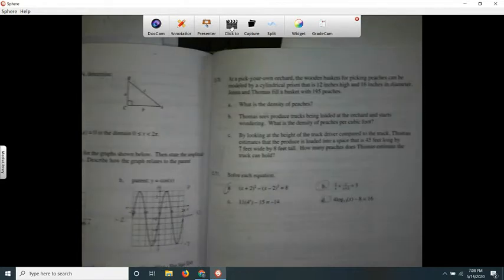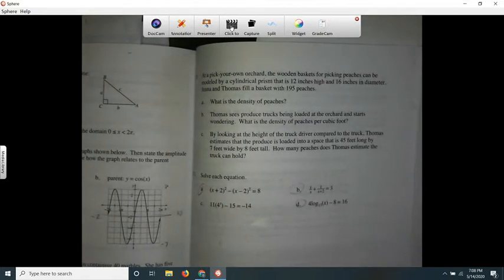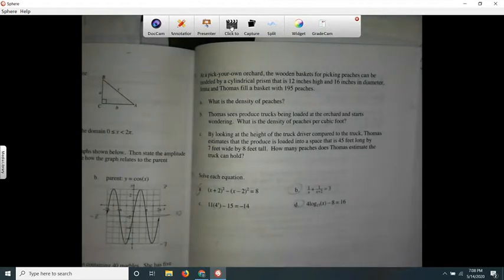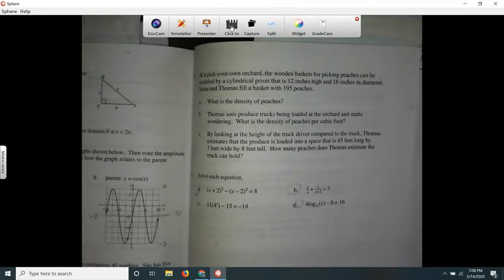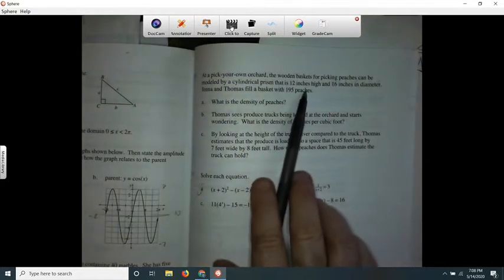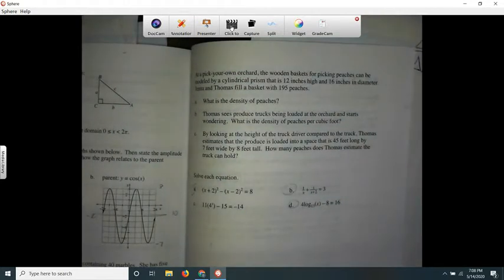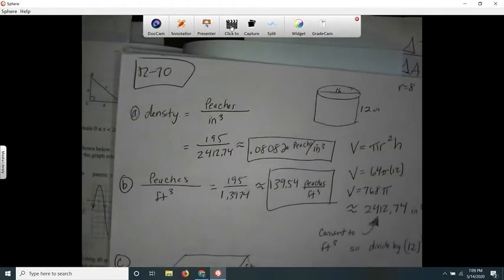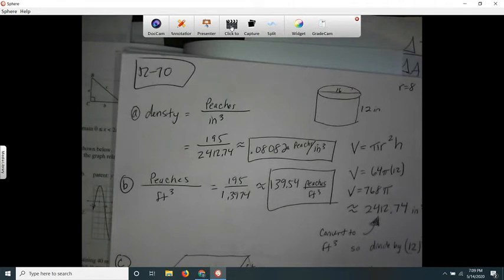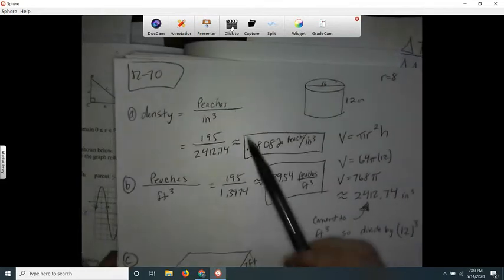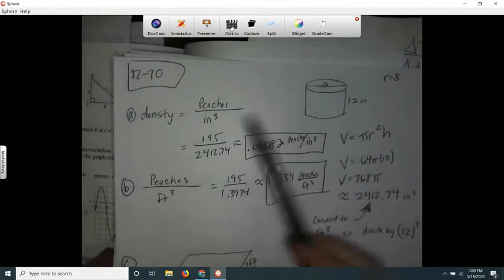So first of all, you need to know what density is. Density is how many peaches per cubic inch, and that's actually what they want. Like population density is how many people per square mile. So this would be peaches per cubic inch. I'm trying to find how many peaches per cubic inch.